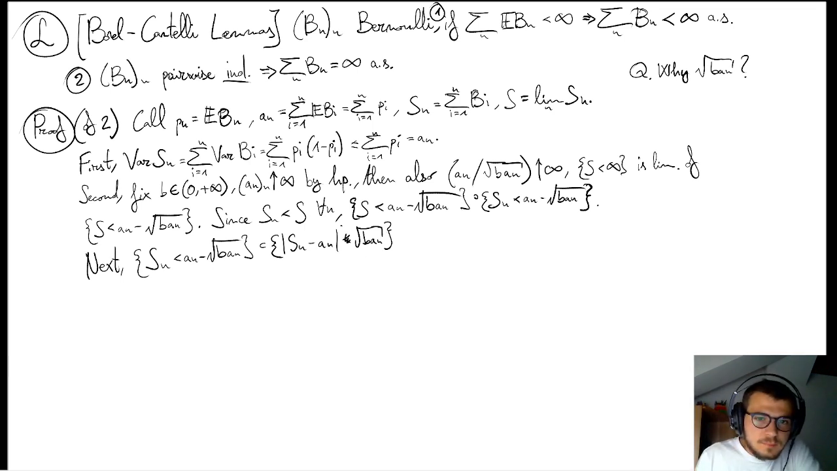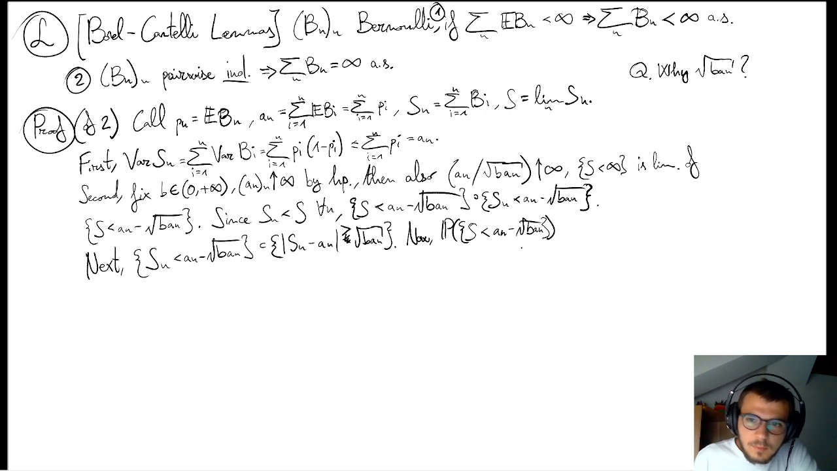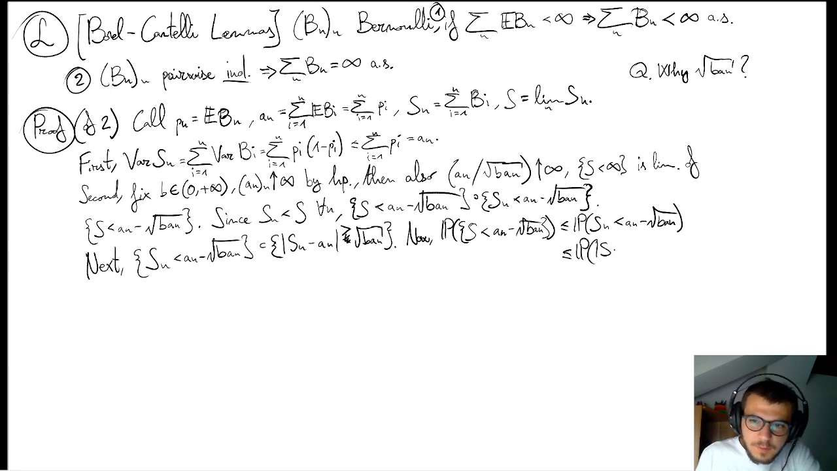Actually larger. And now the probability of the event S less than An minus square root of B times An is less than the probability of Sn less than An minus square root of B times An, which is in turn bounded above by the probability that the difference in absolute value between Sn and An is greater than the square root of B times An.